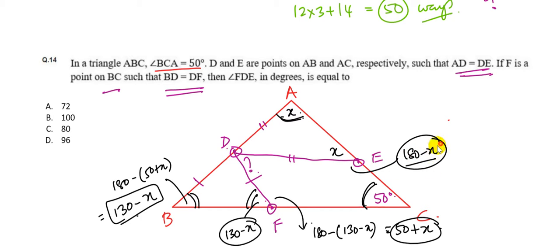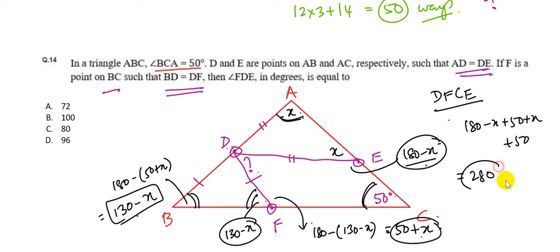So now we look at the quadrilateral DFCE. In quadrilateral DFCE, we know three of the angles in terms of x: 180 minus x, 50 plus x, and 50. If we add these three up, that gives us 180 minus x plus 50 plus x plus 50, which is 180 plus 100, that's 280. So the remaining angle will be 360 minus 280, that's 80 degrees.